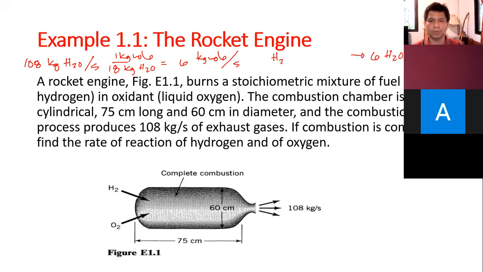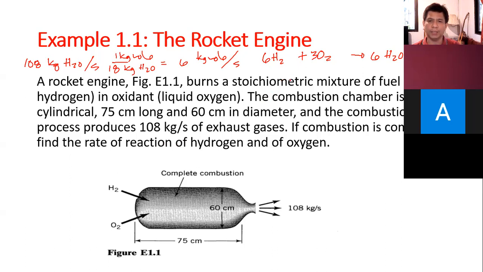So how many moles of hydrogen and how many moles of oxygen do you need? Just balance this. You can see it, 6 H2. Then the oxygen, how many? You need 6 oxygen divided by 2, so you need 3 oxygen. So this is the balanced reaction.